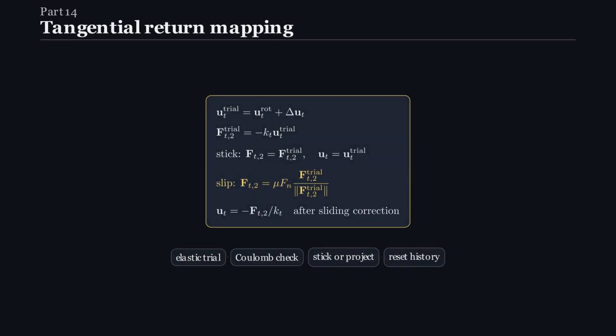The tangential update is an elastic predictor followed by a Coulomb corrector. First, compute the trial tangential displacement and trial force. If the trial force is inside the friction circle, the contact sticks. If it is outside, project the force to the Coulomb boundary and reset the stored elastic displacement consistently.